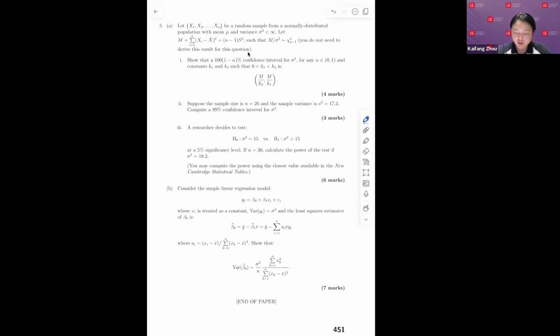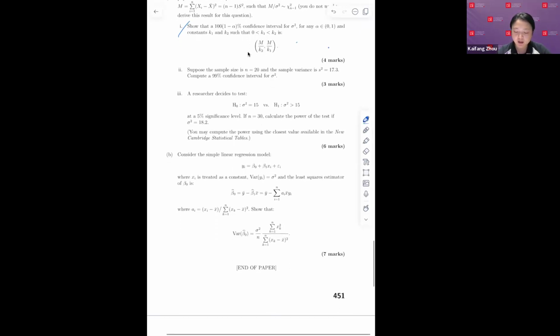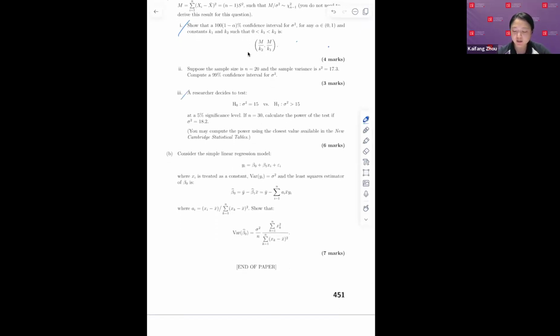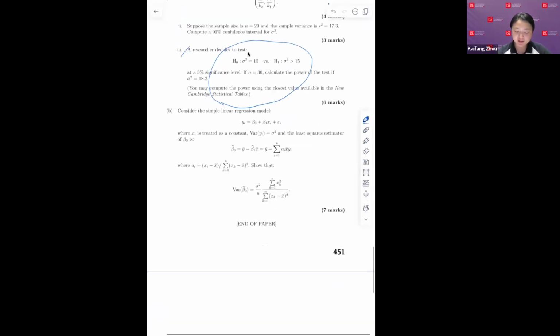So for these questions, first of all, it starts with the confidence interval. And then the next one is about statistical hypothesis testing for the variance. And then the last question is the linear regression model. So definitely there will be one question from the linear regression chapter.